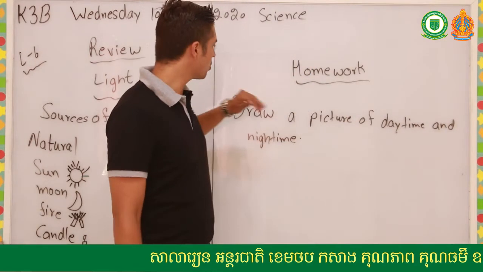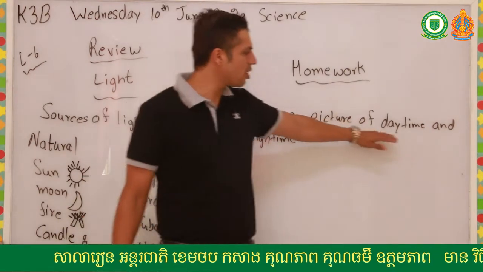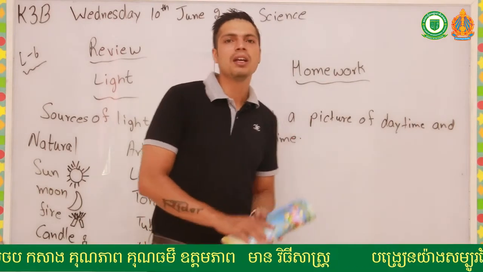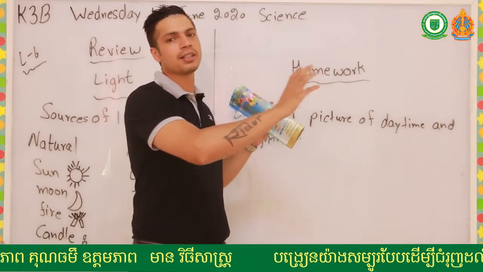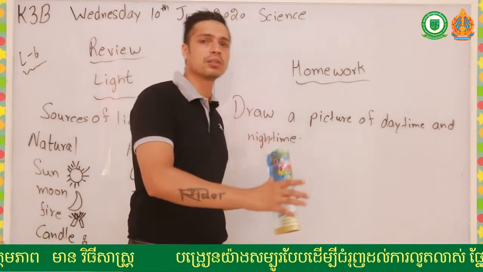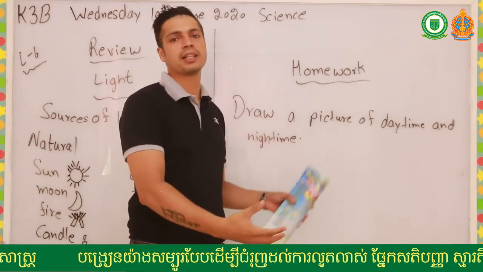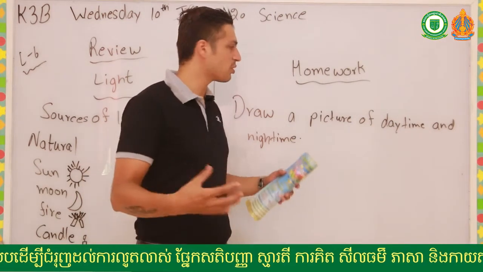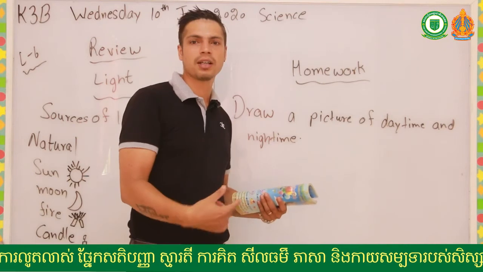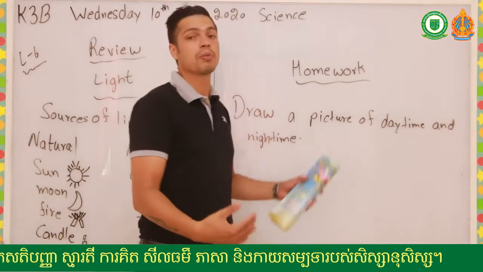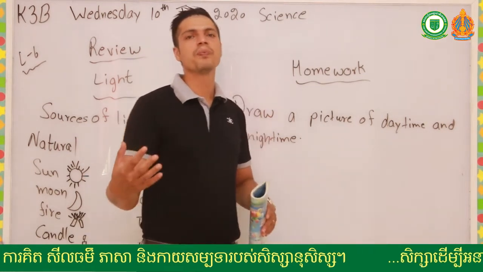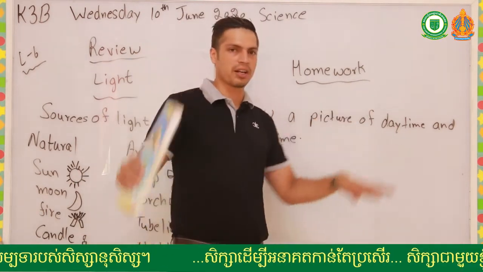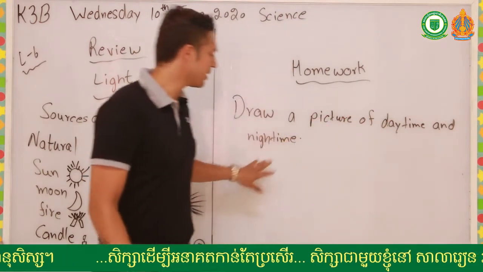Your homework is to draw a picture of daytime and nighttime. When you draw a picture of daytime, you should draw a sun and either someone drying clothes or kids playing. Our purpose should be to show that the sun gives us light in the daytime. I will help you. I will post some pictures for you, so you can follow those photos to draw a daytime scenery, and nighttime as well.